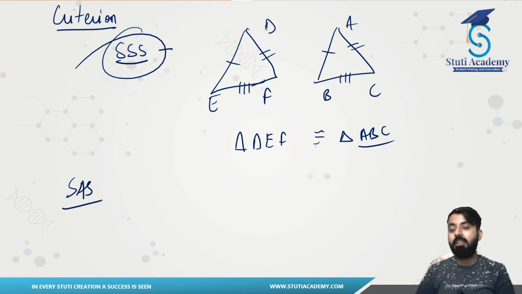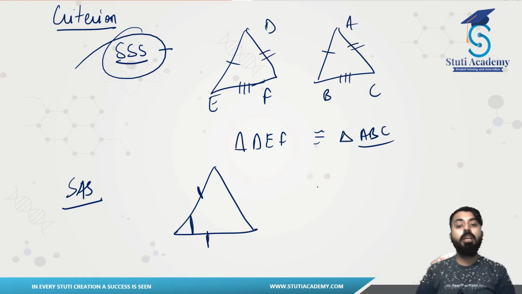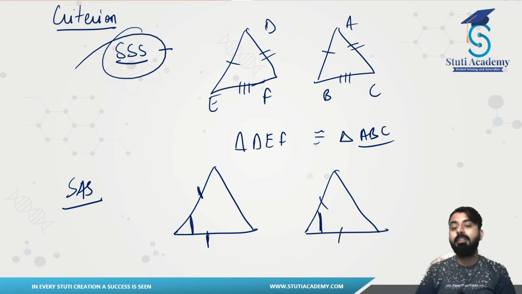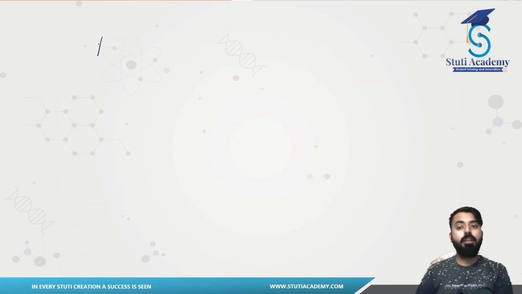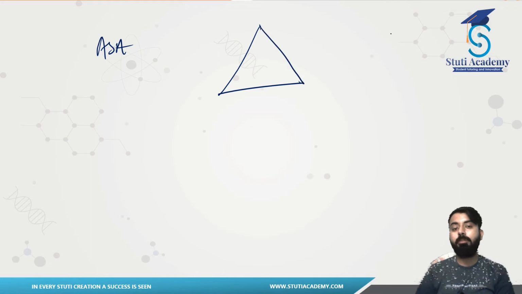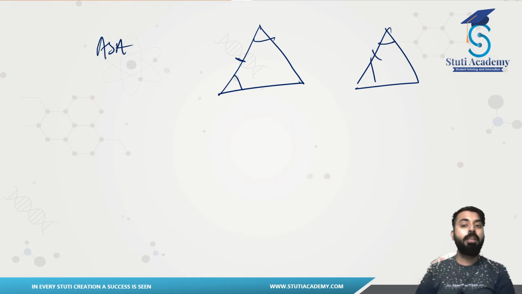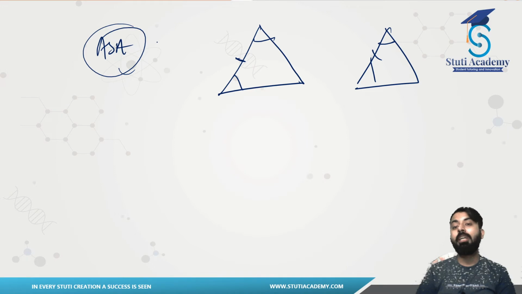Then you had side angle side criterion, in which you had a pair of triangles such that two sides and the angle between them were equal to two sides and the included angle of the other. Such scenarios create the side angle side criterion. Then you had the case of angle side angle criterion, which was the opposite of side angle side. In such cases, you had a pair of triangles in which two angles and a common side were congruent to two angles and a common side of the other triangle. In such cases, you would use the angle side angle criterion.